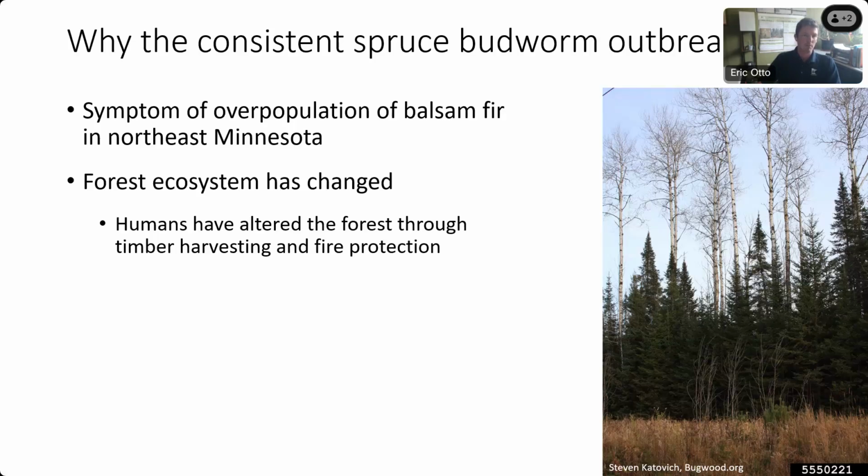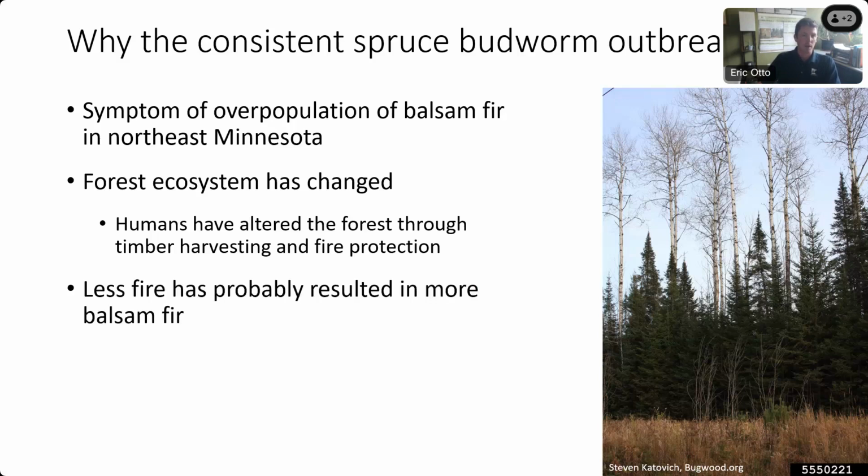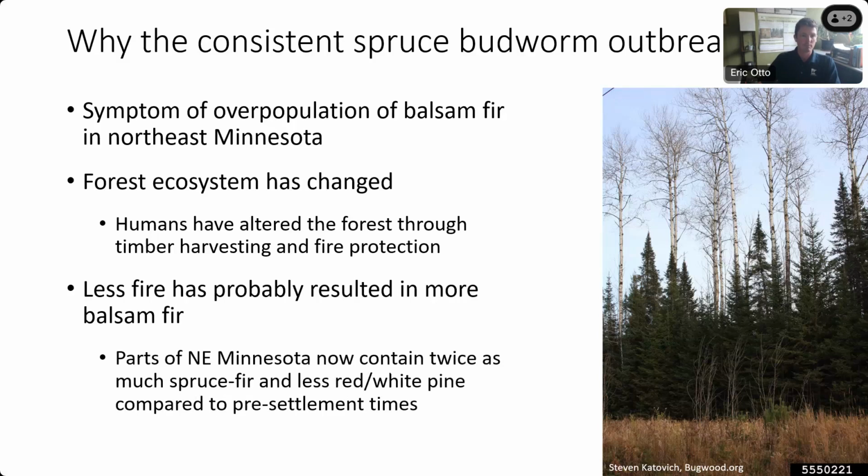harvested some of those more high value species and left balsam fir in the landscape to mature, leading to potential outbreaks. But fire protection, or suppression, more so, has led to a greater population of balsam fir. And it's hard to estimate how much more balsam fir there is now than there was before European settlement, but it's estimated that we have twice as much spruce fir forest and less red and white pine compared to pre-settlement times.